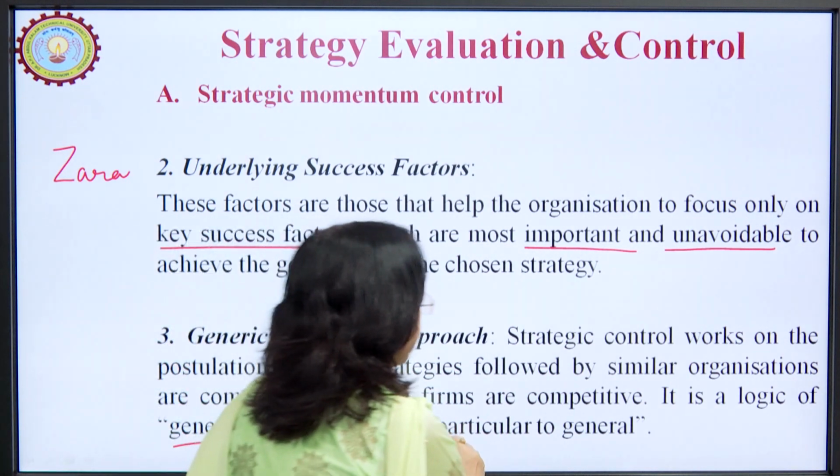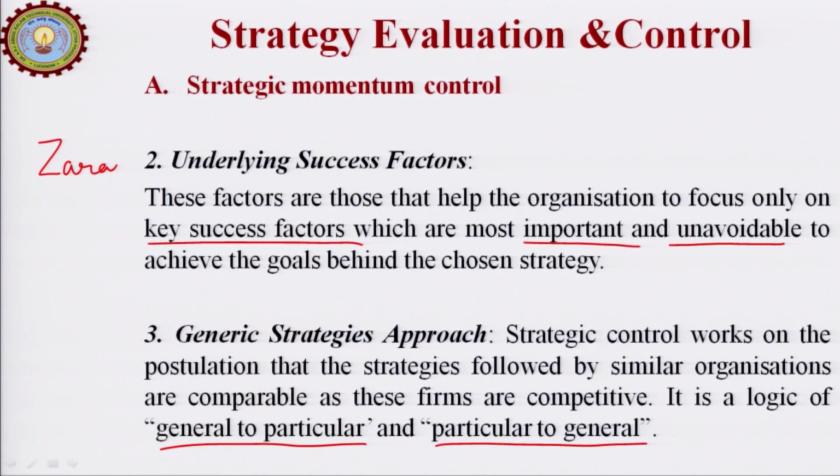So, it is a logic of general to particular and particular to general. General to particular, that means because everybody is in the same boat, everybody's strategy in the pharmaceutical industry can be followed by a new company or any other company in the pharma industry. On the other hand, particular to general means that if a specific company is following a particular strategy, then it can be followed by other companies, or it can be compared with the strategies of other companies also.